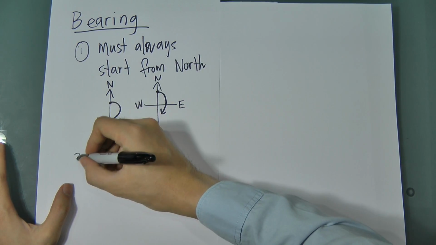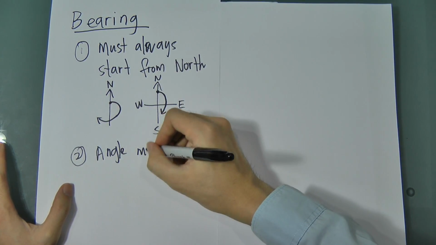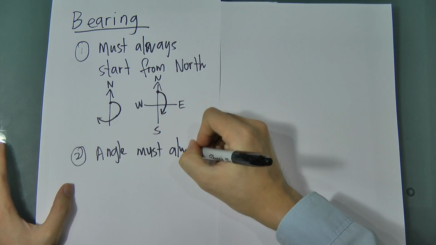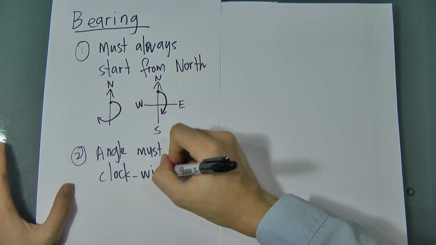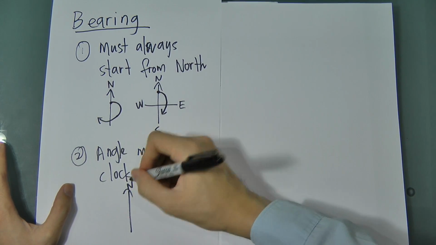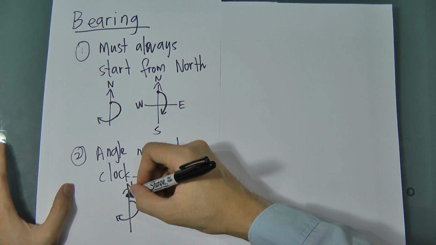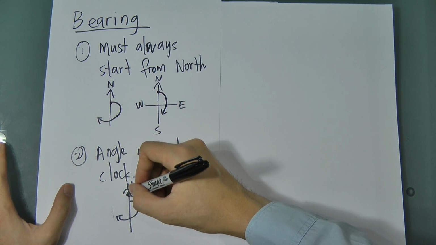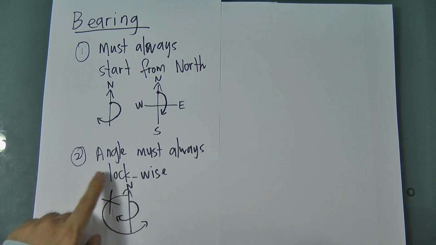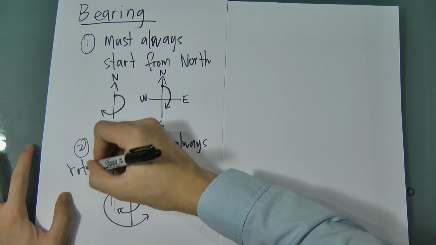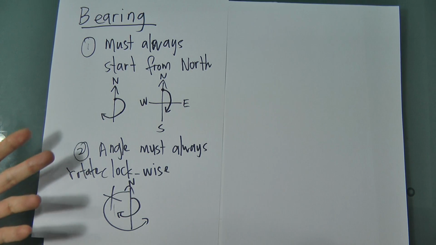Second, the angle must always go clockwise. Why I say so? Because the angle must always start from north and rotate clockwise. We cannot start from north and rotate the other side. If you rotate this side, this is wrong. The angle must always rotate clockwise. These two are very important.